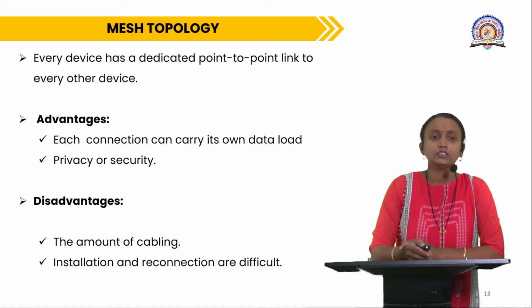The disadvantage is that the amount of cabling will increase with the increase in the number of devices. That we already discussed. If n is the number of devices, then n into n minus 1 by 2 will be the number of communication links. So if we increase the number of devices, the number of links used increases, and if the number of links increases, automatically the cost related to those links will increase. Then installation and reconnection are difficult.